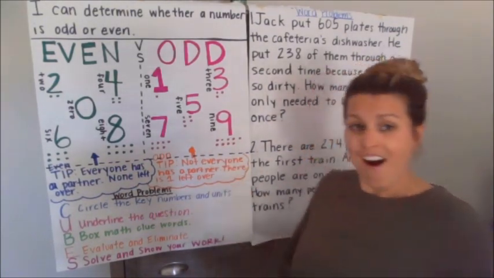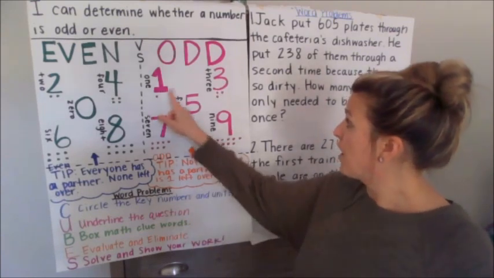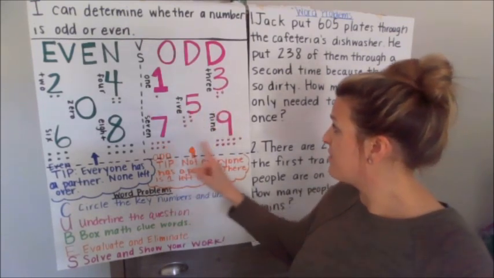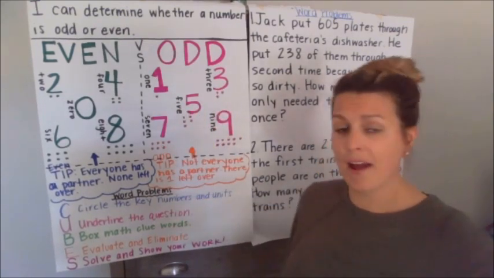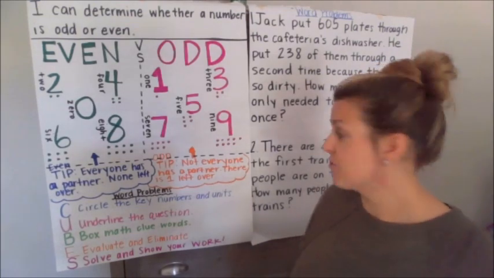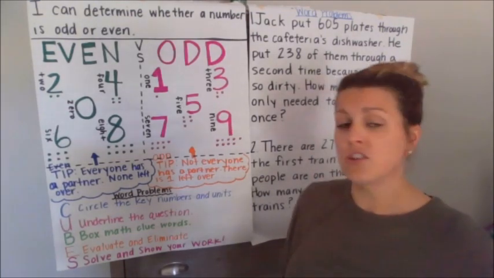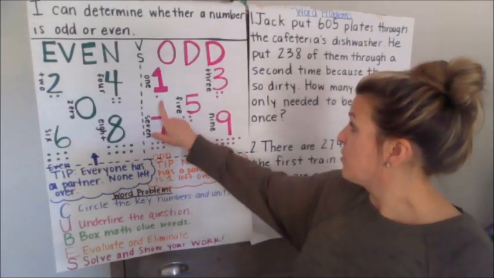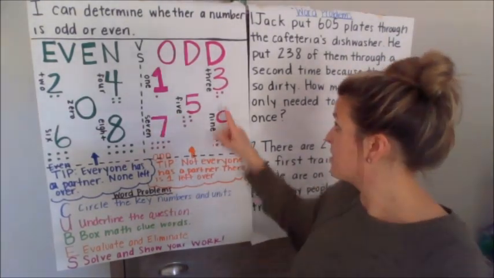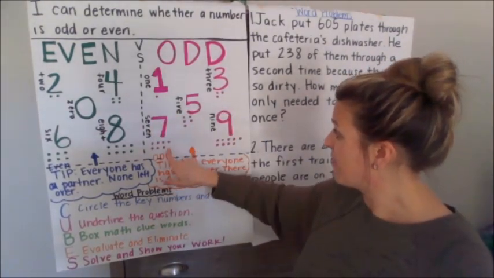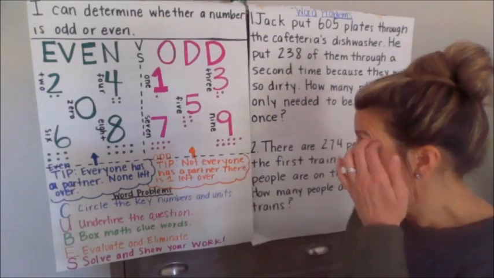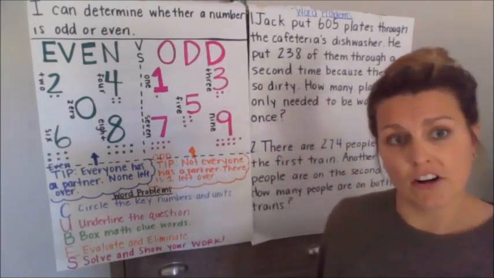So now moving on to my odd numbers. We have 1, 3, 5, 7, and 9. My tip for my odd numbers is that not everyone has a partner. There's always one left over. So 1, there's not a partner. 3, 5, 7, and 9. So that's how we tell if a number is even or odd.